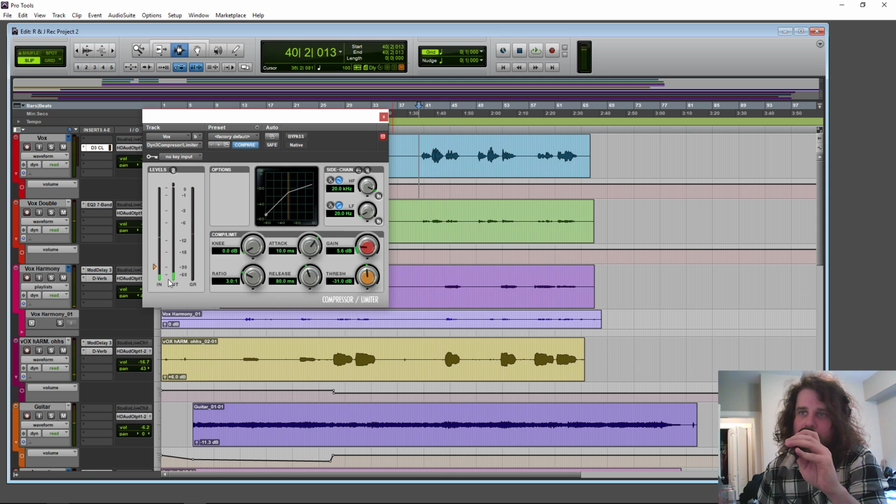What we're doing with this regain here is we're bringing this output back up to where the input was. So our volume comes back out to the same. So now listening to it together.